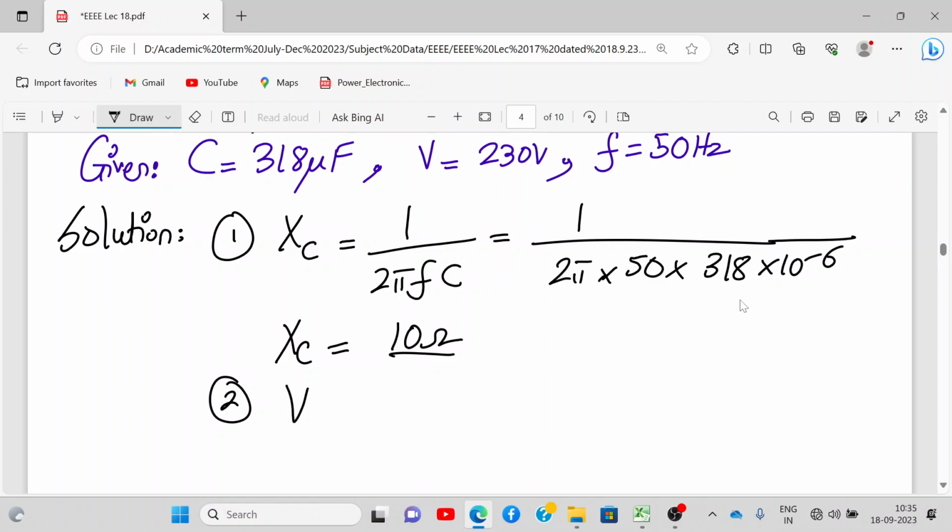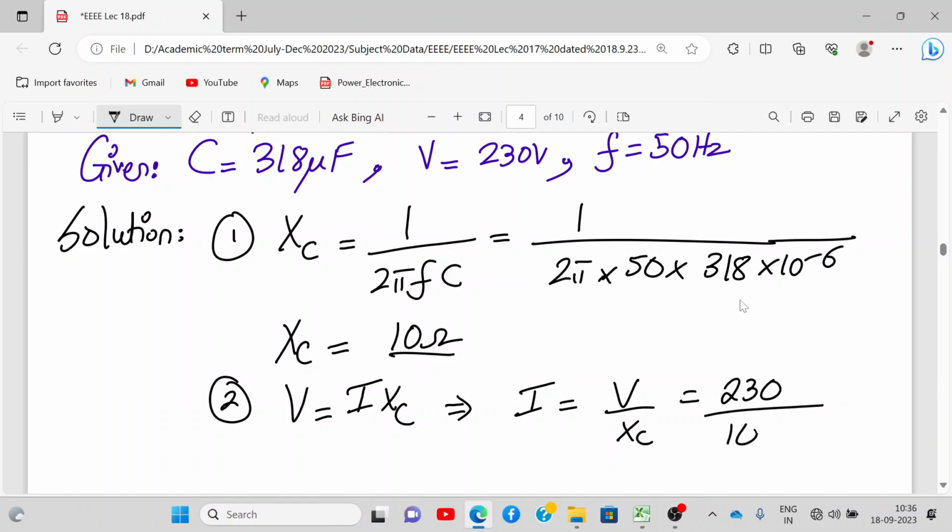Next is we calculate voltage. Now tell me what will be the voltage? Voltage formula. Current into impedance. And what is impedance in case of capacitance? XC. So I into XC. And how will you find I? We need to find I. So it is V upon XC. V is 230 divided by 10. So current is 23 amperes. That is RMS value.